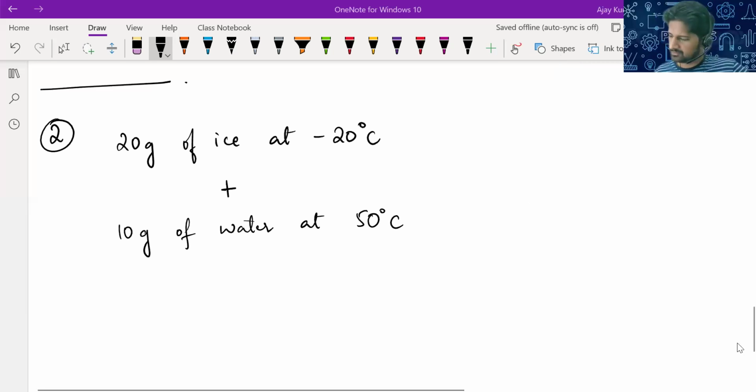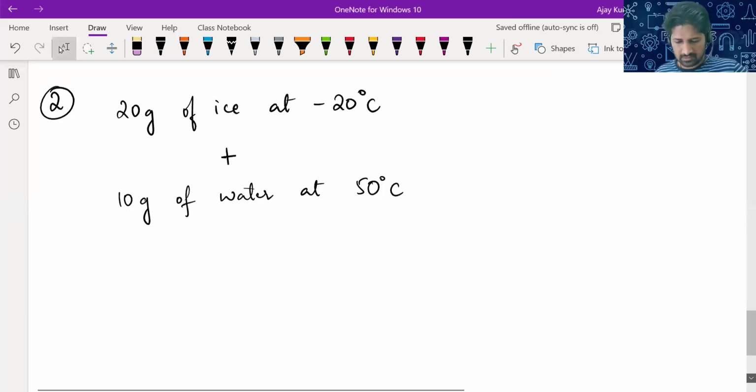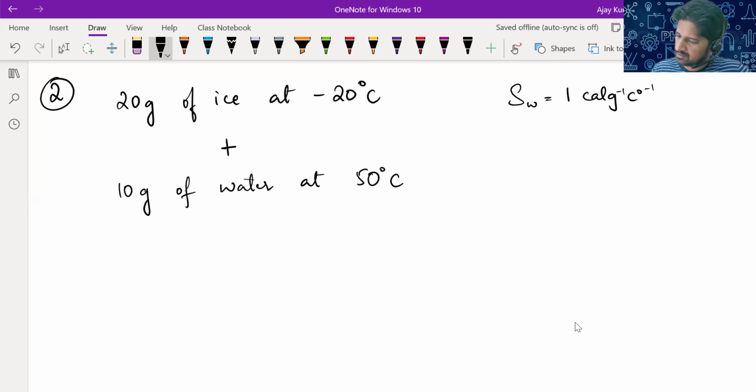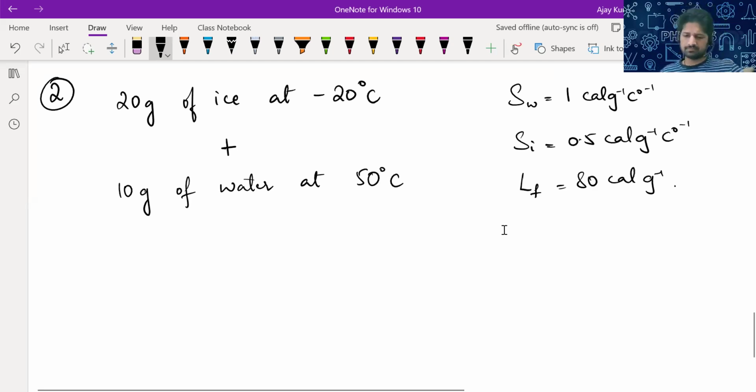Okay, try this now. 20 grams of ice at minus 20 degrees C is mixed with 10 grams of water, which is initially at 50 degrees C. Let me give you these values. Specific heat of water is 1 calorie per gram per Celsius degree. Latent heat of ice-water conversion is 80 calories per gram. Find out the final composition of the mixture, or system. Try this, all of you. I'll give you 3 minutes.